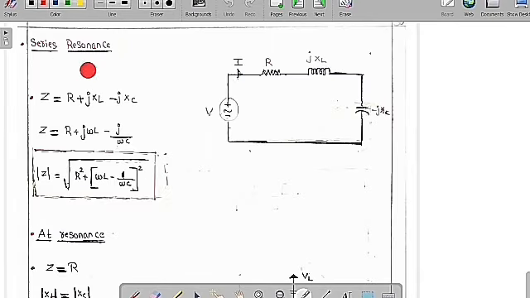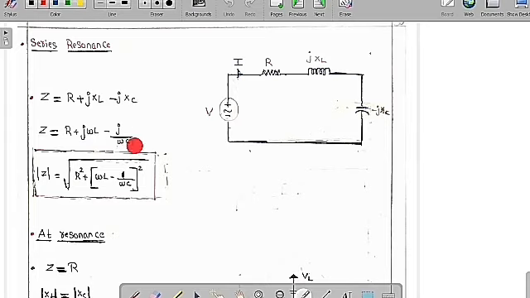Now we are going to learn about series resonance. This is the resistor, this is an inductor and this is the capacitor. We connect all three in series, and the supply voltage is V. V is the RMS value of the supply voltage and I is the RMS value of the supply current. Now I want to know the overall impedance, which is equal to R plus jXL minus jXC. That is equal to R plus j, where XL is equal to omega L and XC is equal to 1 by omega C.